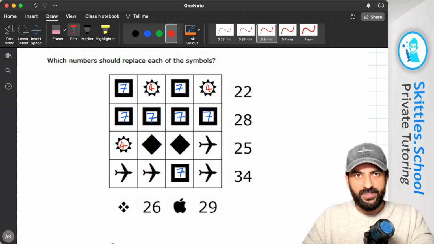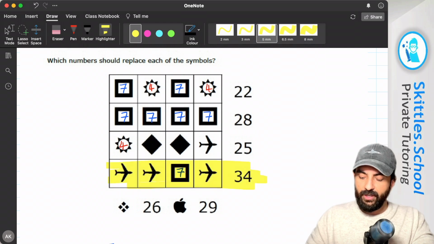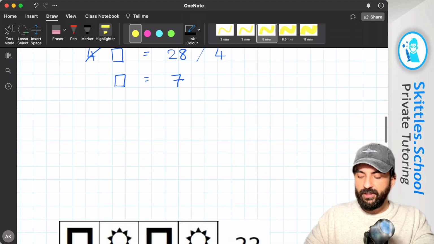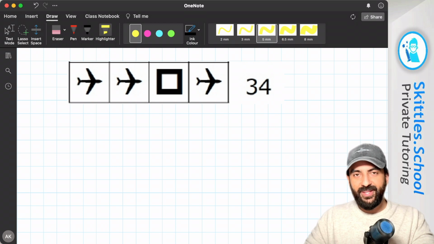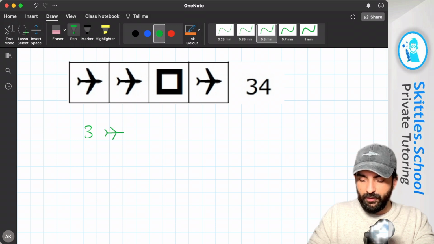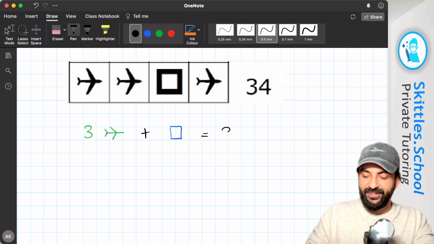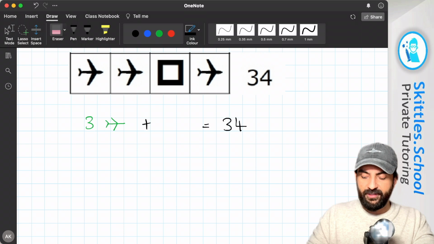Okay, we're making some progress. So which row shall we do next? Well, I think we should do this one next. We've got 3 aeroplanes and 1 square is equal to 34. 3 aeroplanes, you're going to see my amazing drawing of aeroplanes, plus a square is equal to 34. We already know the value of a square. We worked it out. It's 7.